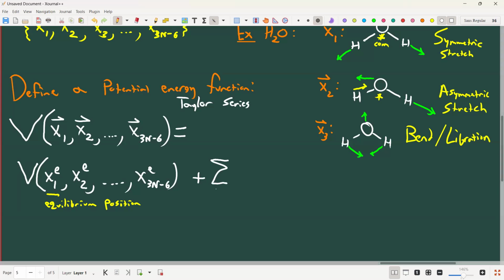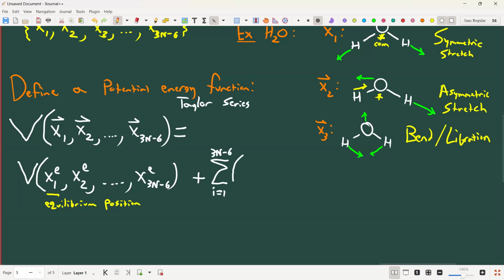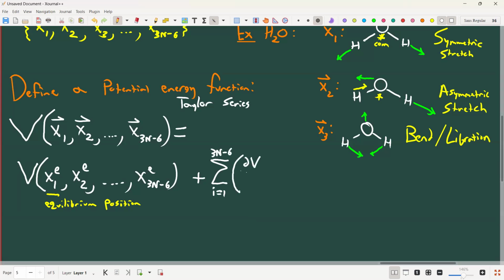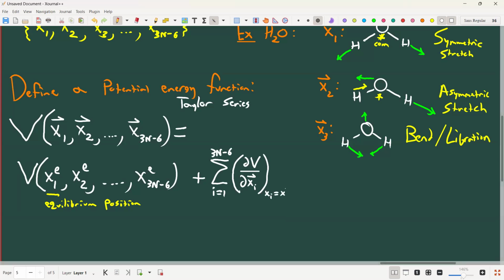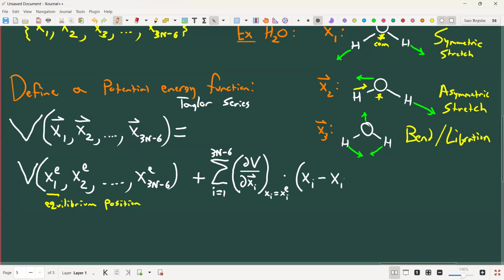So the linear term is a sum from i equals 1 to 3n minus 6 of the derivatives of the potential with respect to the coordinates evaluated at the equilibrium position times the displacement from equilibrium. Right, so we have some slopes here. This is how fast the potential changes as you move along the coordinate. That's a slope times a linear function of x.